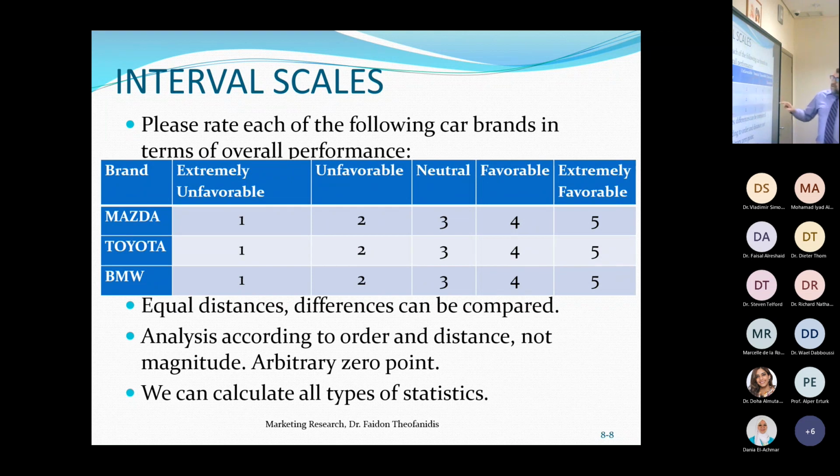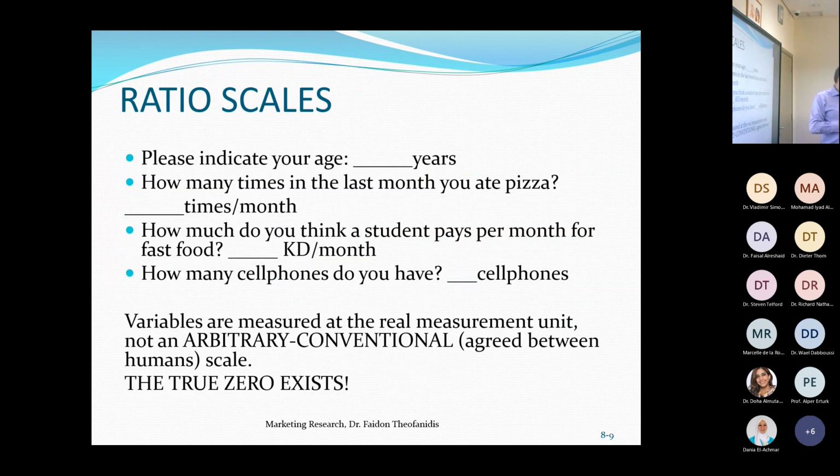Now, we come to the last type of scale of measurement, which is called ratio. Now, this one has a very big difference from all the previous, and especially from interval. An example would be, please indicate your age. So here you have to write, let's say, I am 23 years old. How many times in the last month did you eat pizza? I ate 2 times per month.